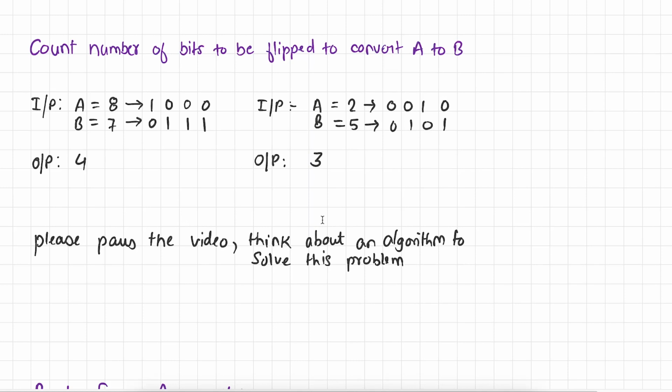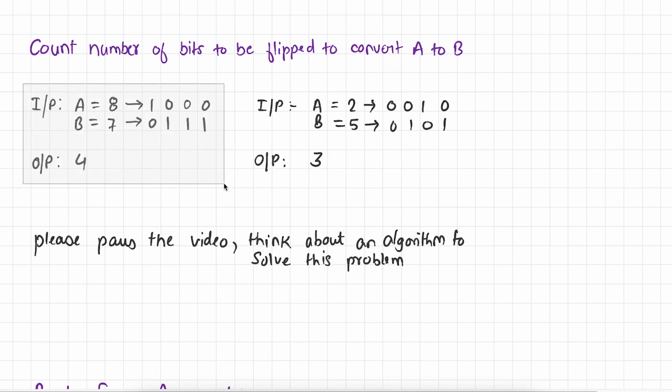So let's get started. Let's see this problem. We are given two numbers a and b, and our task is to find how many bits need to be flipped to convert a to b. To understand this problem, let's see a few examples.